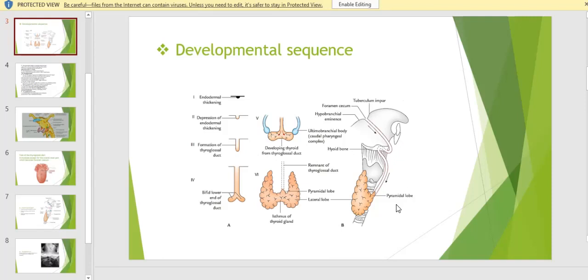And when it reaches its definitive position in the 7th week of intrauterine life, it bifurcates, as shown here, and the bifids undergo endodermal proliferation to form the lateral lobes, which are joined by the isthmus. And remember that the thyroid gland is the first endocrine gland to form in the body.